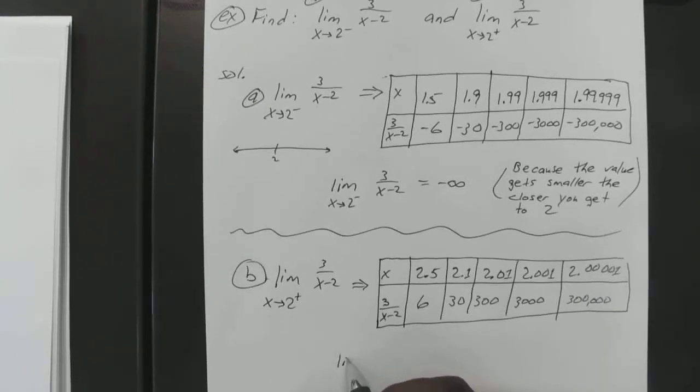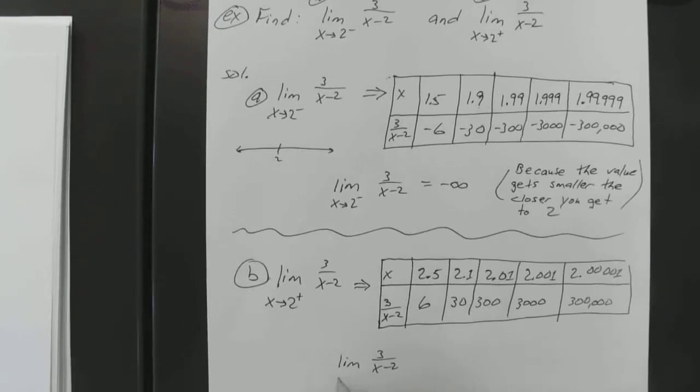Okay, so we know that the limit of 3 over x minus 2 as x approaches 2 from the right is equal to positive infinity. Only because the value just keeps getting bigger and bigger and bigger.